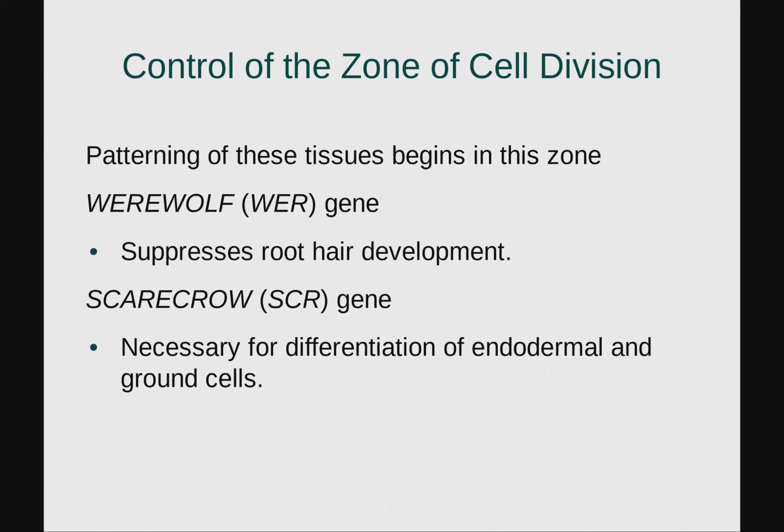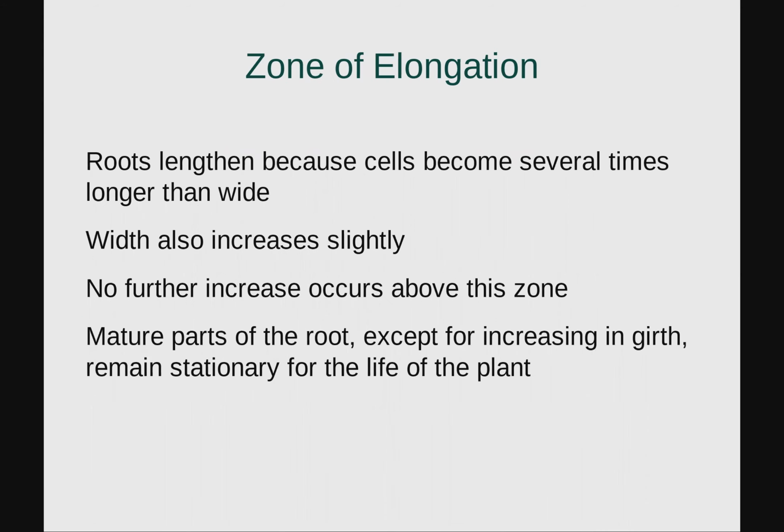Now, this leads us to our second to last area, which we call the zone of elongation, where essentially the root lengthens because the cells are basically becoming several times longer than they are wide.